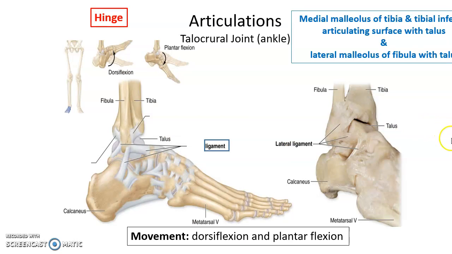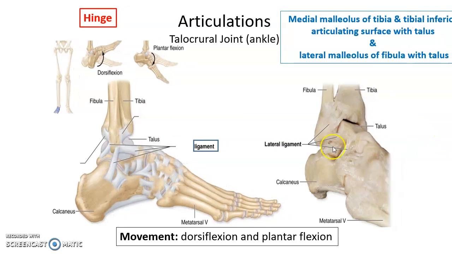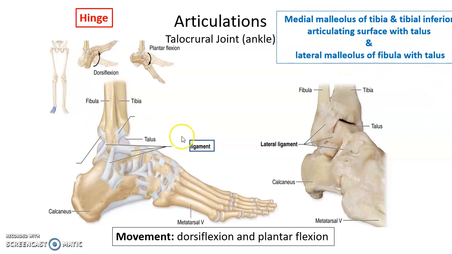Articulations. We also have the talocrural joint, the ankle joint between the medial malleolus of the tibia and the talus, as well as the lateral malleolus of the fibula and the talus. It has lots of ligaments, and that's about it. Allows for dorsiflexion, plantar flexion.